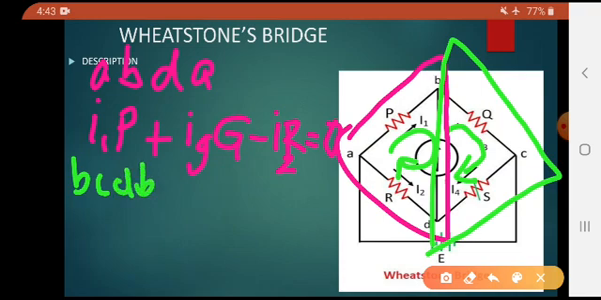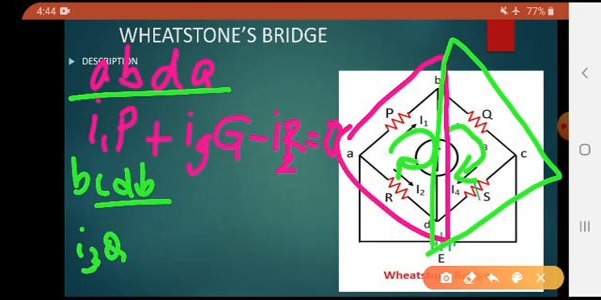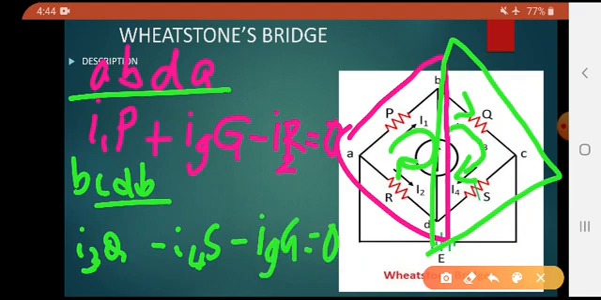BCDB is the second loop. For the BCDB, here also we have three voltages: I3Q, I3 is passing in this direction, and IG. I4S minus IgG equals 0. So these are the two equations we get when we apply Kirchhoff's second law to the loops.